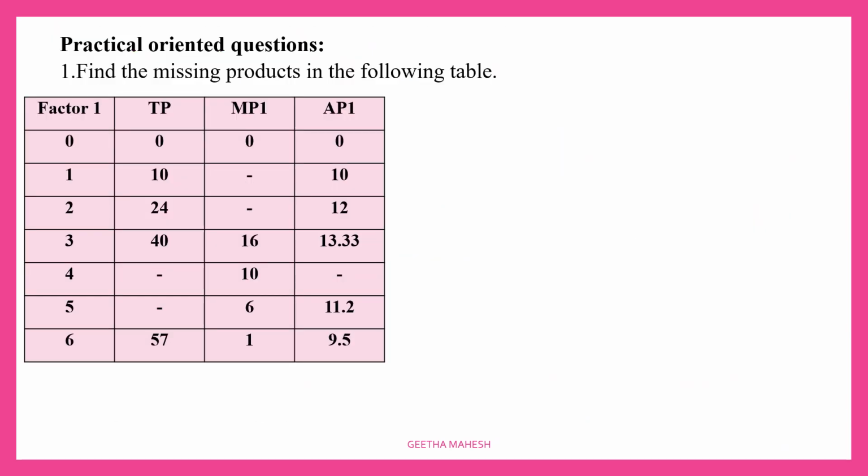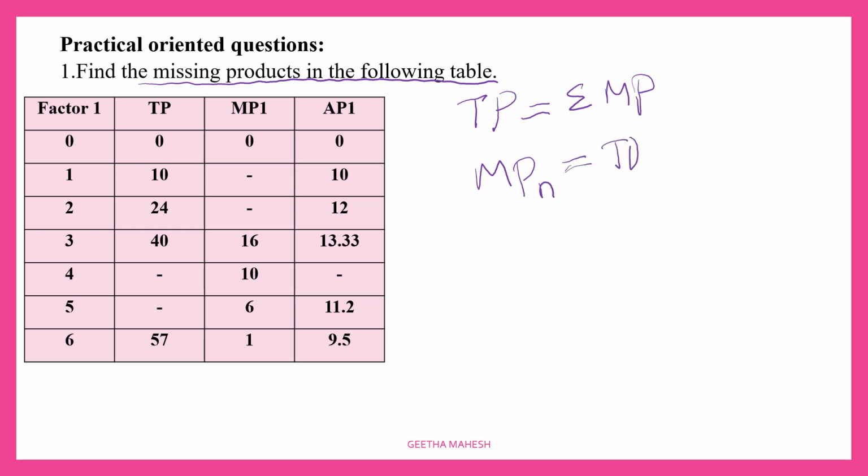Now, let us discuss the practical oriented question from the third chapter. Find the missing product in the following table. So, we need to find out the missing product from the following table. Before we calculate, we should write down the formulas. What is the formula for total product? Total product is equal to the summation of marginal product. How will you find a marginal product? Marginal product N equals total product N minus total product N minus 1.